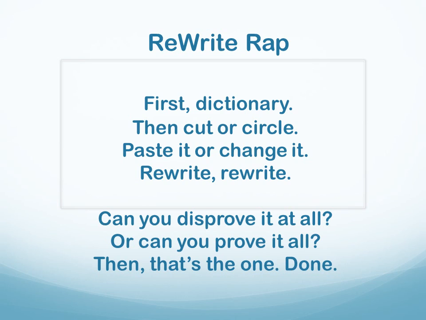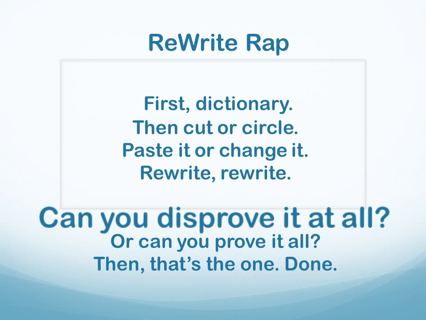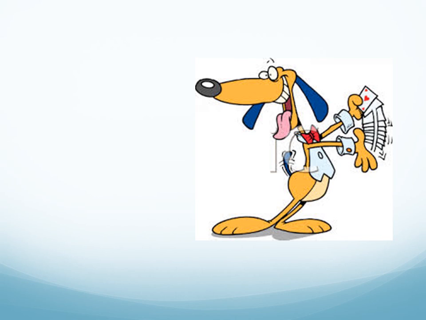Now that we're finished with the first stanza of the ReWrite Wrap, it's time to work on the second. This step tends to be the most difficult for people, so it's important that you rewind any part of this video that you don't understand and watch it again, particularly this part. The first line of the second stanza of the ReWrite Wrap is, can you disprove it at all? The two words that are the most important words, at all. Why is that so important?